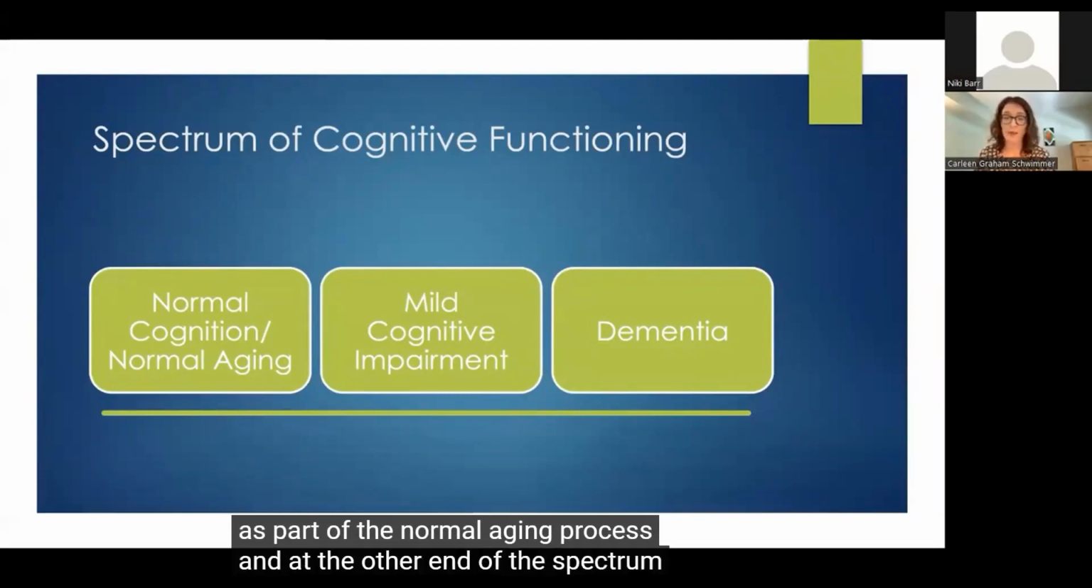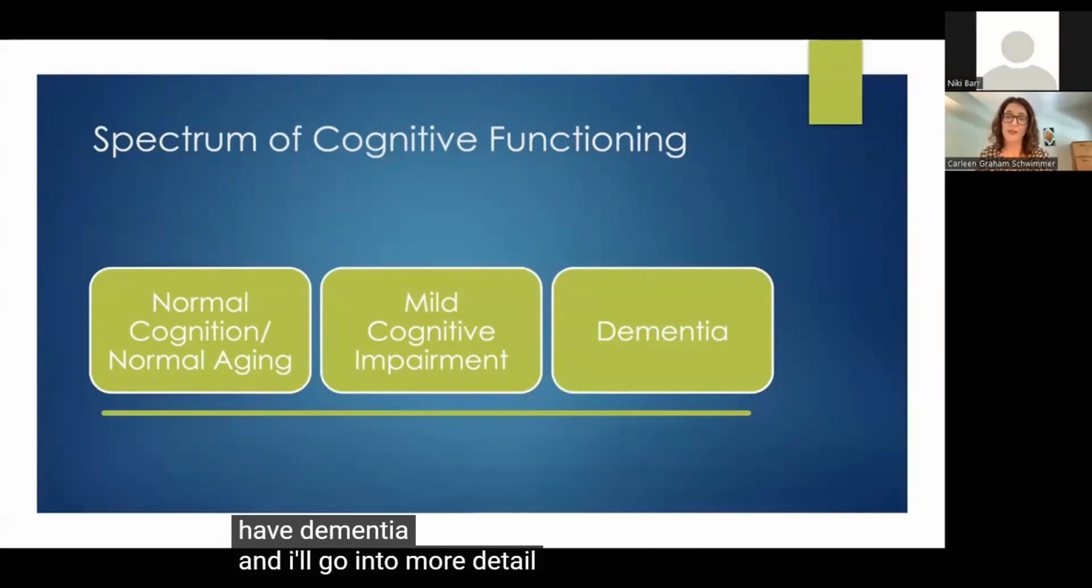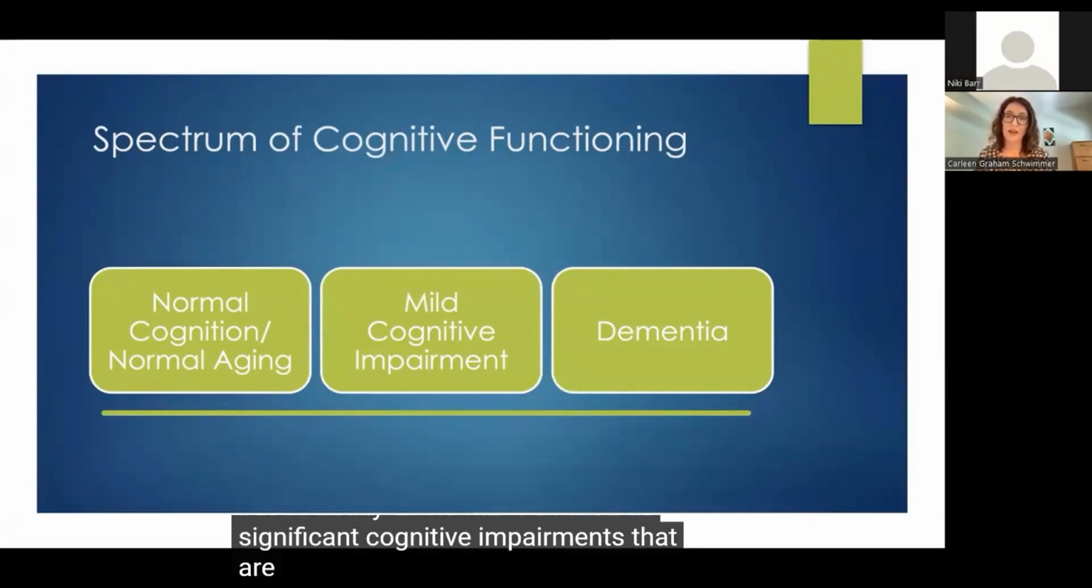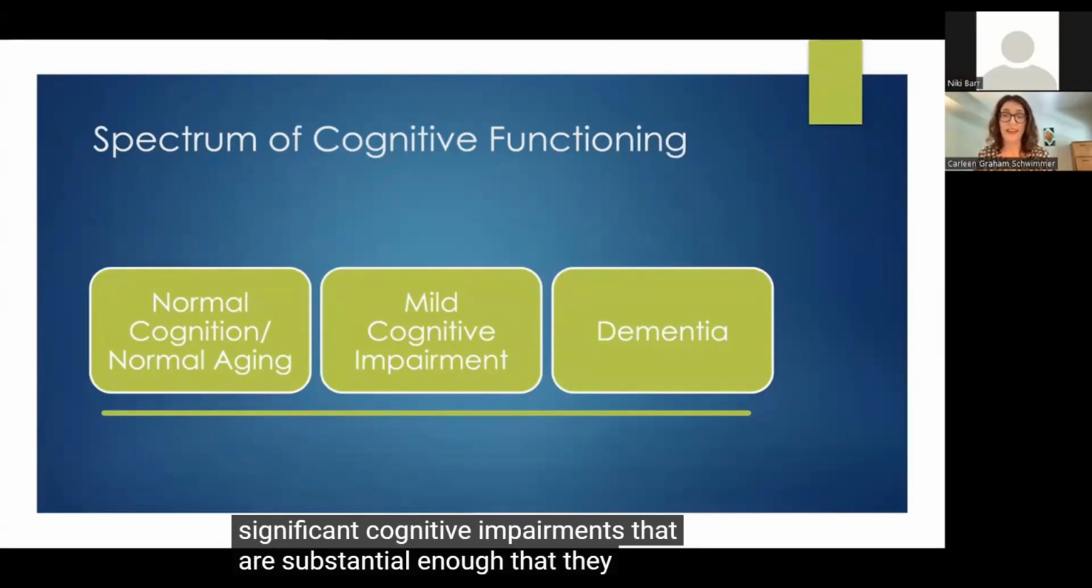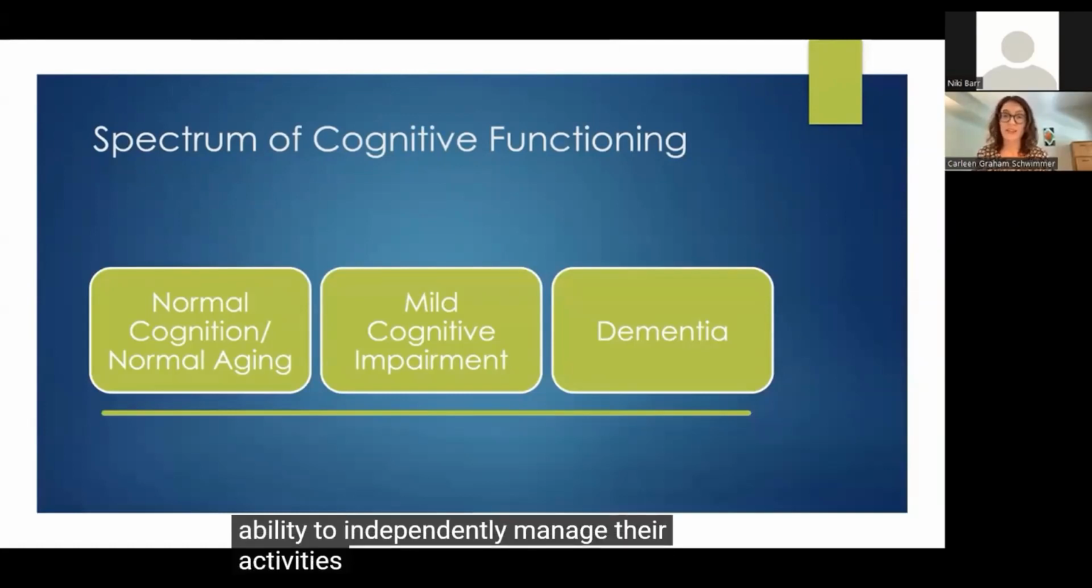And at the other end of the spectrum, we have dementia, and I'll go into more detail later, but basically dementia is defined as significant cognitive impairments that are substantial enough that they interfere with someone's ability to independently manage their activities of daily living.